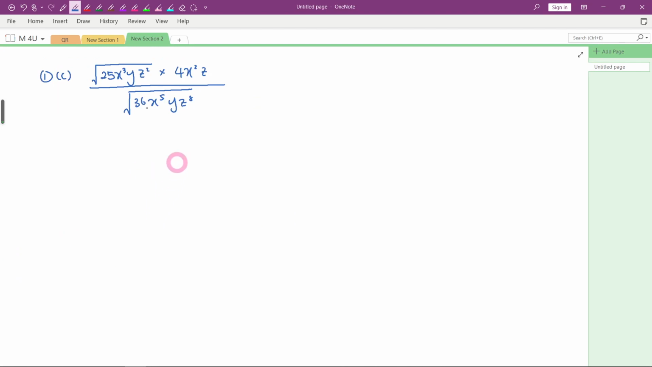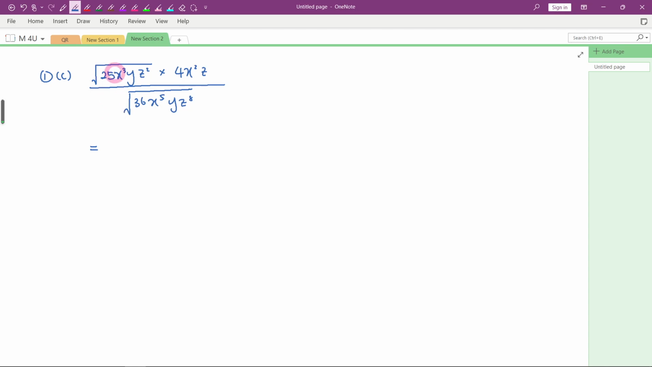This question looks complicated, but if you do it step by step, it's actually not that hard. Okay, now let's start to do it. When you see square root, you know that it's actually raised to a power of 1 over 2, right? So if you want to do it faster, you can do it this way. Square root 25, you get 5. X power 3 raised to a power of 1 over 2, you will get x power 3 over 2. Okay, but if you want to show your steps clearer, you can do it this way.